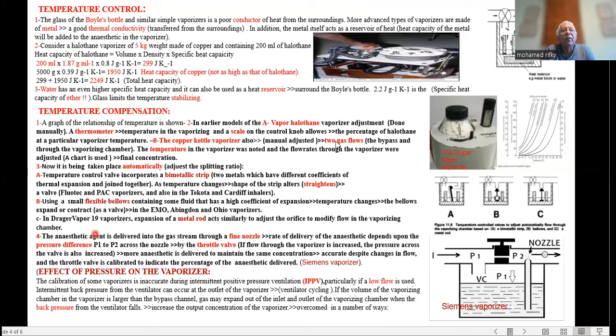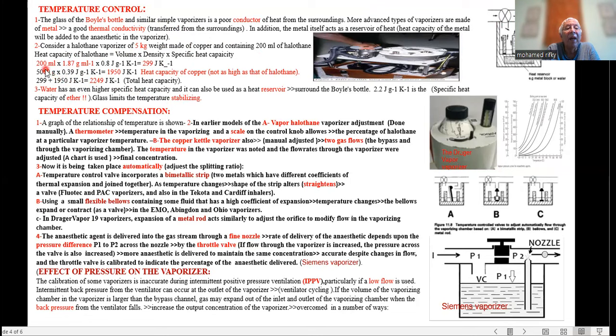So we will discuss how we control the temperature of the vaporizer. Of course, we said before that the ether bottle is a bad conductor of heat, and it has a very low heat capacity to preserve heat. So whenever I want to calculate the heat capacity of the anesthetic, I add the heat capacity of the inhalation anesthetic and the heat capacity of the copper, you see.